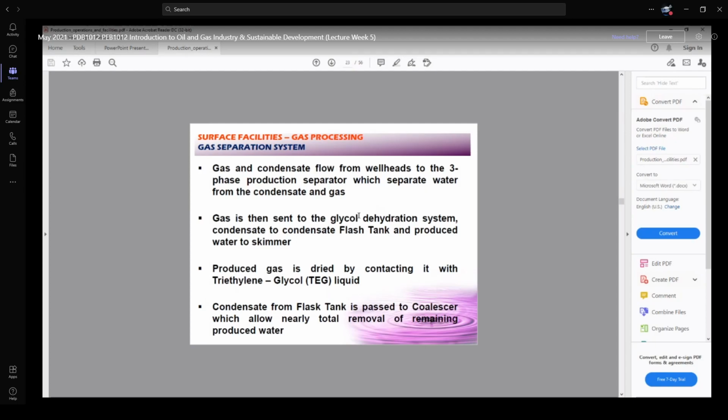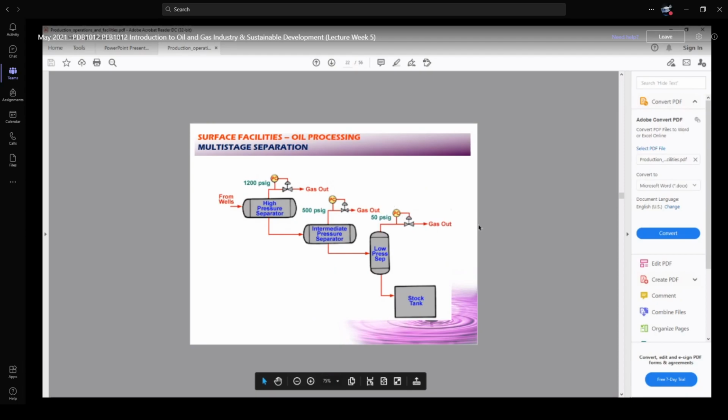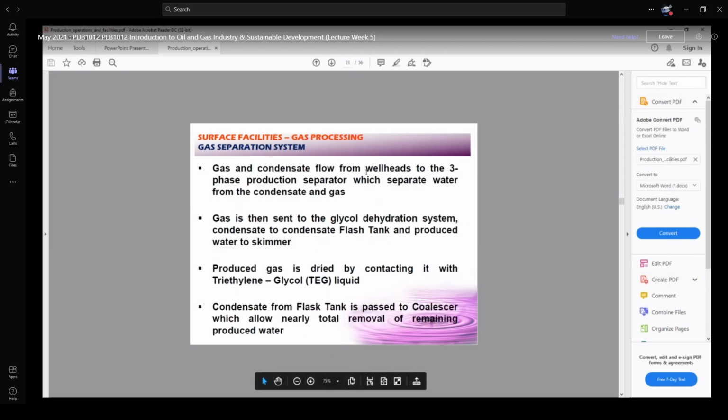Okay, so the gas separation. You can see the gas is going out at this stage, and it has to be processed again at this level. There must be some mist, some vapors in that. So in that case, the gas or condensate has to go to the glycol dehydration system, where the condensate will be absorbed from this gas and sent to the condensate flash tank, and the produced water will be sent to the skimmer.